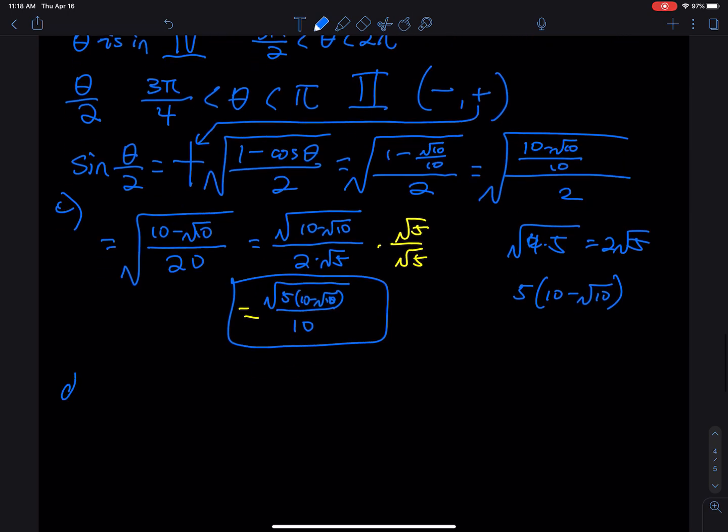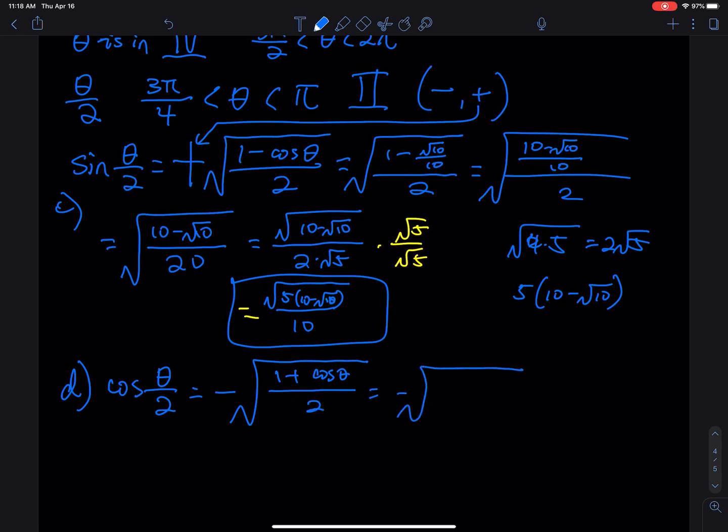And then you have a D, right? You have a cosine. So we have cosine theta divided by 2. Cosine theta divided by 2, do we take the plus or minus? We take the minus, right? So with the minus, we have 1 plus cosine theta divided by 2. And then cosine theta, you have 1 plus root 10 divided by 10, and then you have the whole thing over 2.